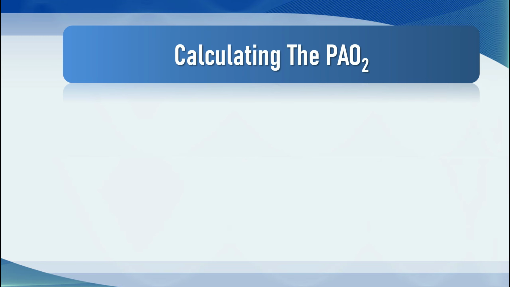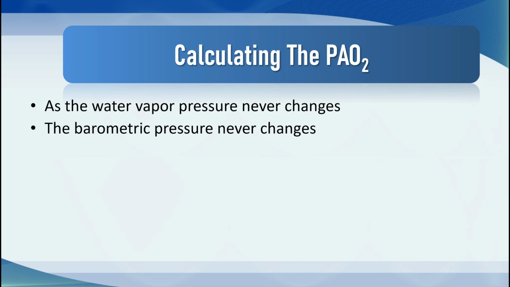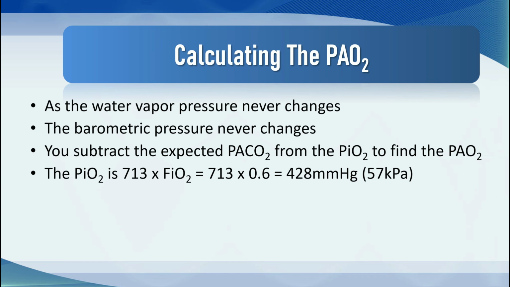So how do we calculate the alveolar oxygen content? As the water vapor pressure never changes, and the barometric pressure never changes assuming that you are at sea level, you subtract the expected alveolar partial pressure of CO2 from the PiO2 to find the partial pressure of oxygen in alveolar gas. So the PiO2 is 713 times the FiO2, in this situation 713 multiplied by 0.6. That works out at 428 millimeters of mercury, or 57 kilopascals.